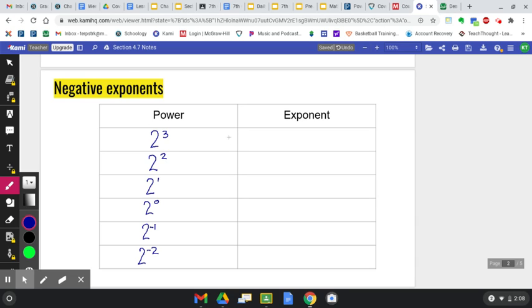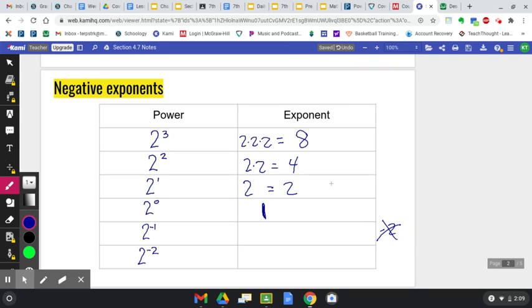Remember, 2 to the third power is simply 2 times 2 times 2, and that should give us 8. 2 squared would be 2 times 2, which is 4. 2 to the first is just 2. 2 to the 0, right? That's our special case. Anything to the 0 power is 1. Now, 2 to the negative first, all right? I mean, if you kind of just think about it, a lot of times I get, okay, what's 2 to the negative first? Negative 2. And that answer is not correct.